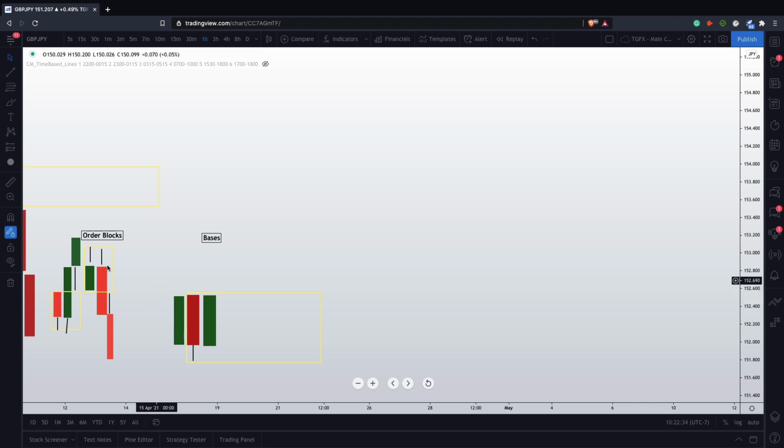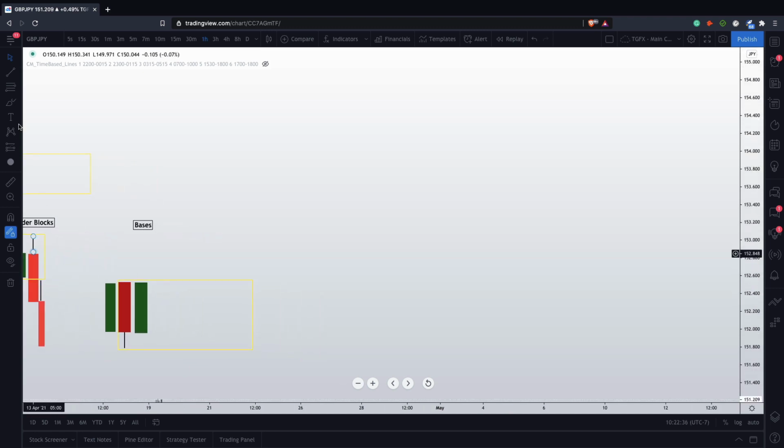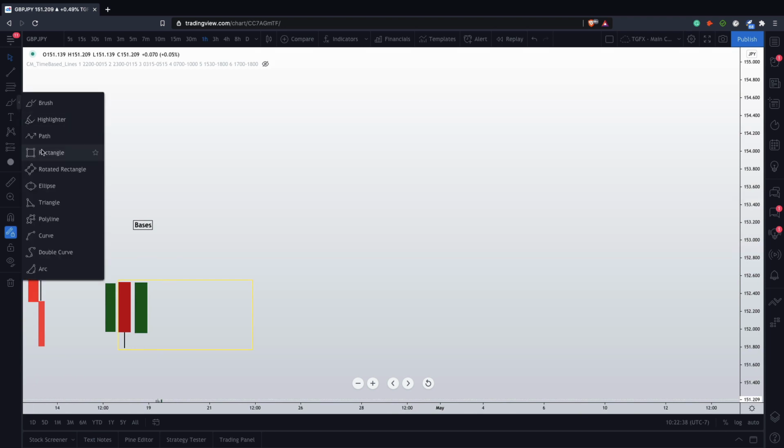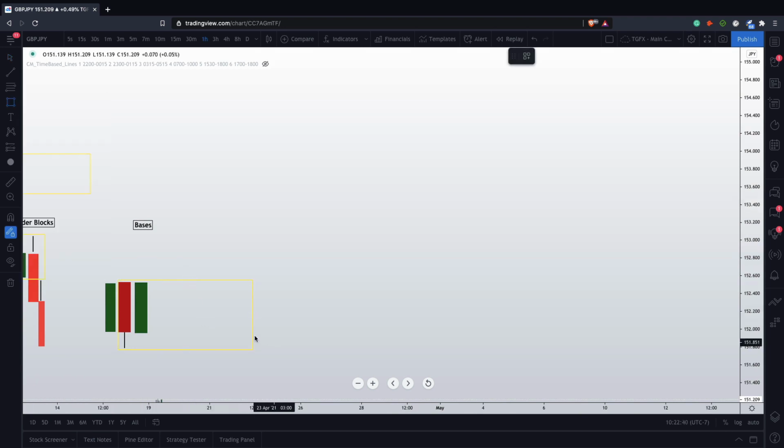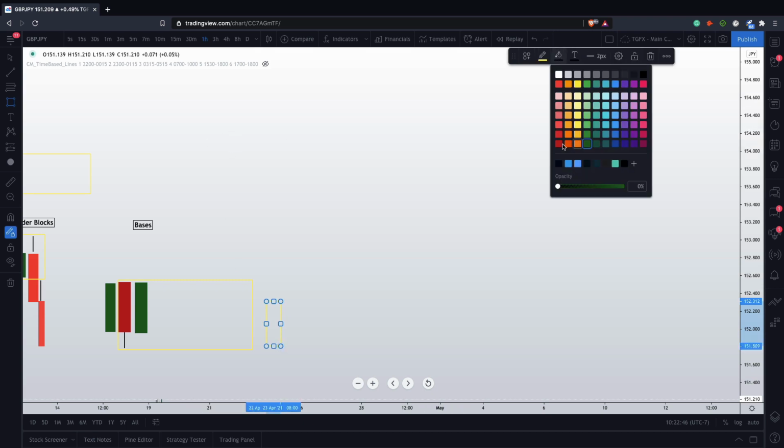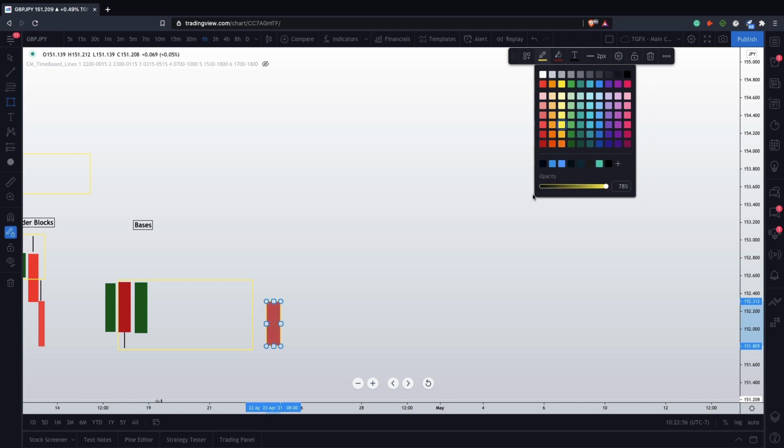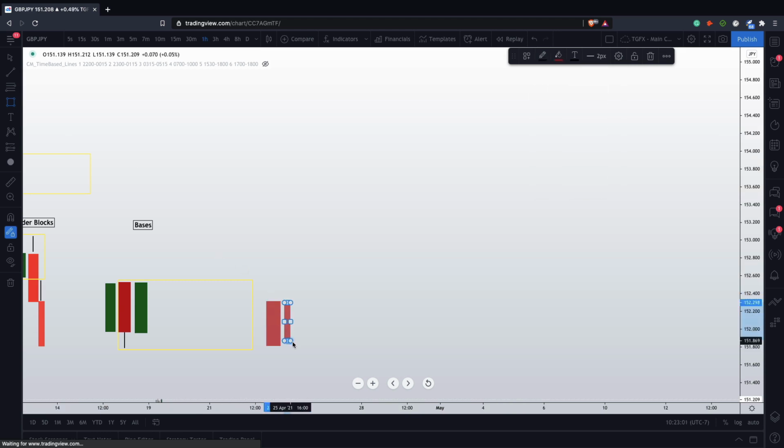Okay, so same thing goes for bearish patterns. These are what's called bases. All right, so we'll just draw it over here. And like I said, you guys have already had this knowledge. It was just a little bit different of the actual terminology we were using, but it's still the same concept, okay?